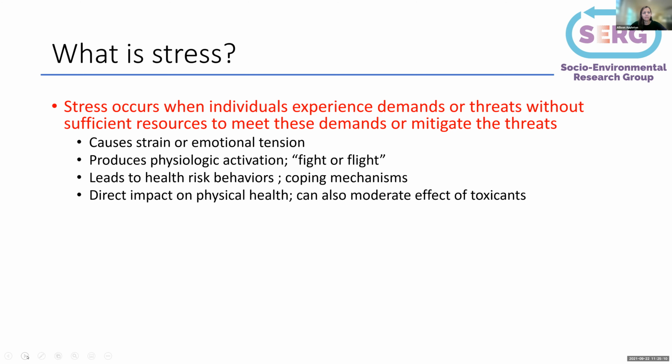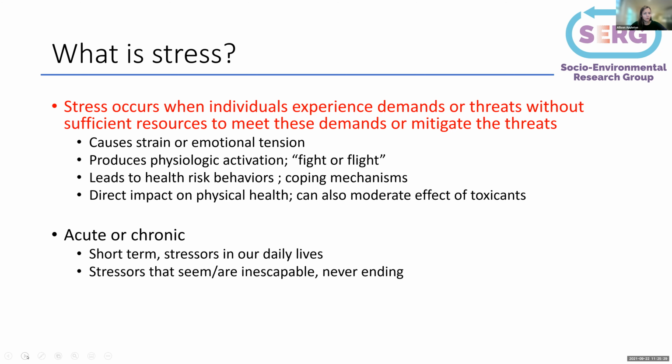And these factors can have a direct impact on physical health. These physiologic activations and the health risk behaviors in and of themselves can directly influence physical health. These stress-related factors can also moderate the effect of toxicants. And we'll talk more about that.